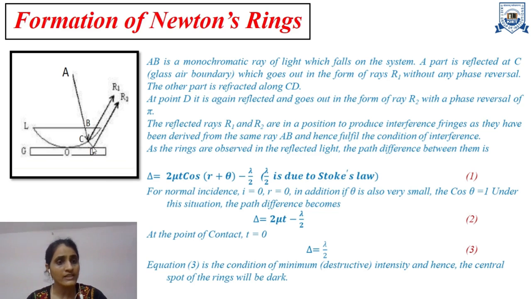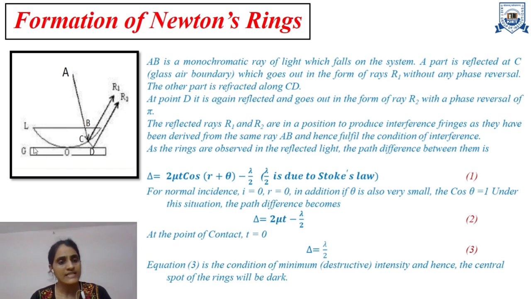So from point D, the ray is again reflected. So the phase reversal, or we can say the path difference of lambda by 2, is applied at this point. And both the rays R1 and R2 are emerging from the same monochromatic source. Both the rays are coherent and they will superimpose and give rise to an interference pattern. And that interference pattern we basically see in the travelling microscope.